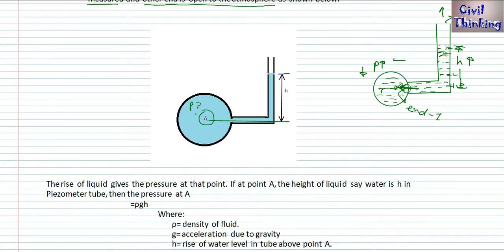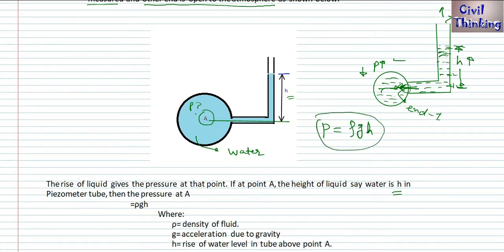Now say this liquid is water, and the height is h. Here it has risen by height h. Then the pressure at A, the pressure in this pipe, is rho g h. Pressure is equal to rho g h. I have already given the proof of how the pressure is rho g h in the previous class. If you don't know, please go to the playlist of hydraulics, hydrostatics. I have mentioned it in the first one or two lectures: P is equal to rho g h.